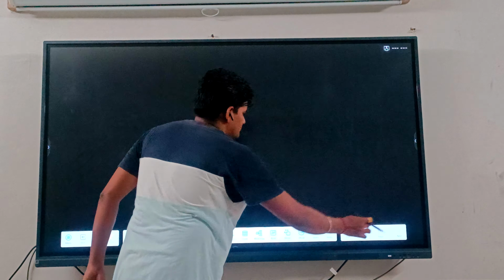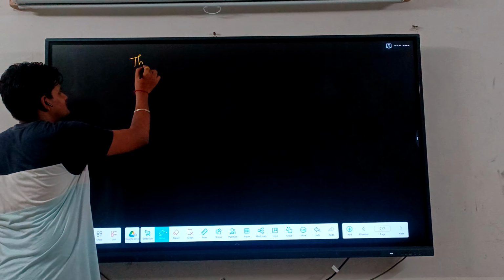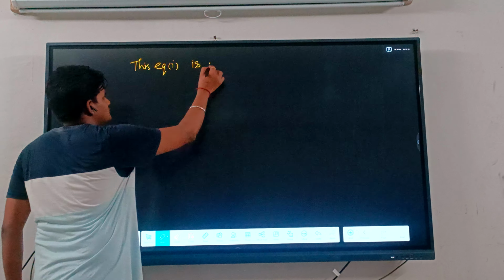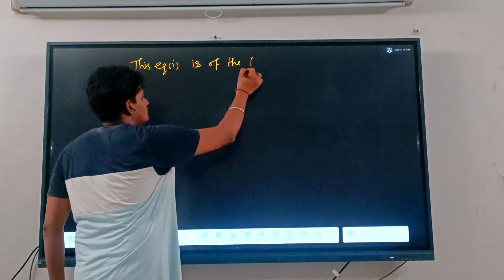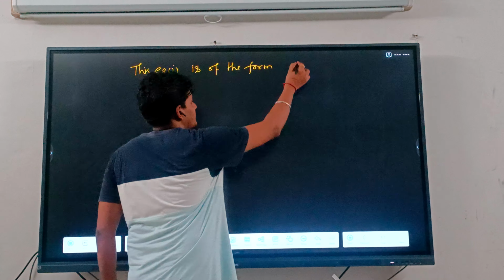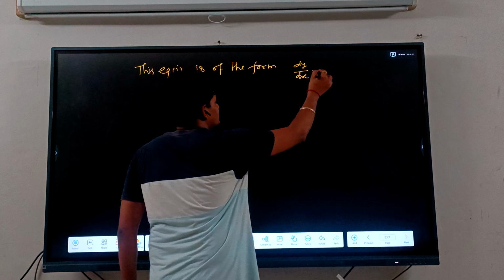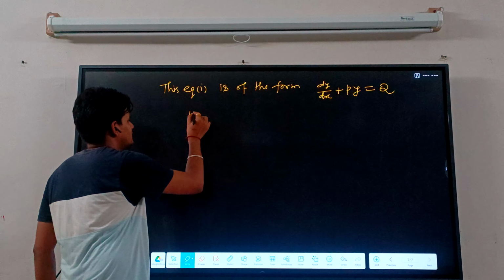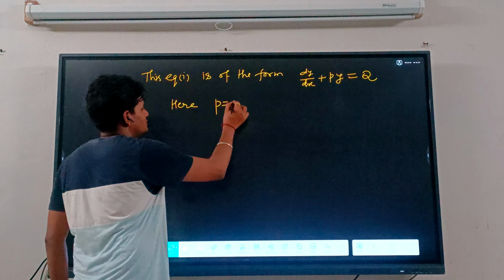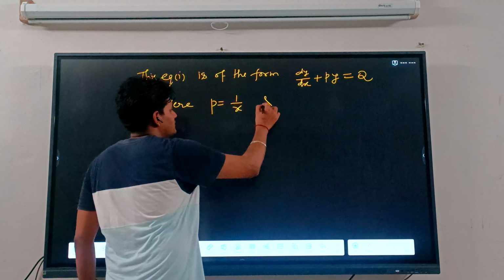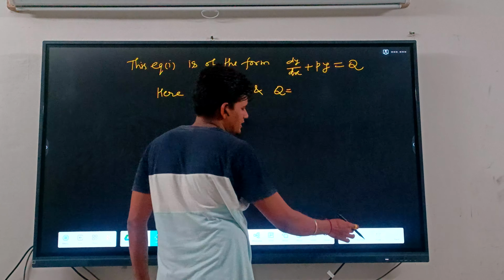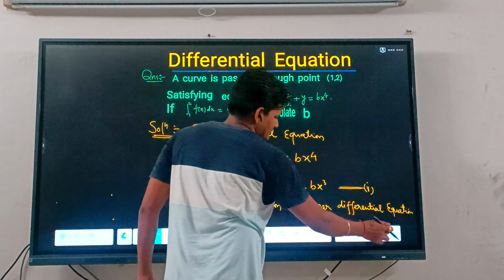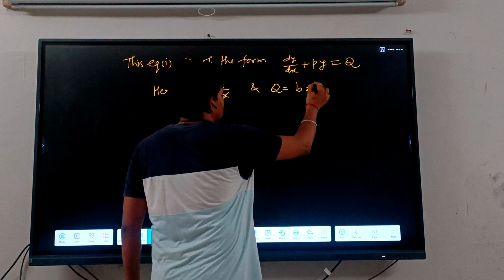This equation 1 is of the form dy/dx + Py = Q. So here P is equal to 1/x, and Q is equal to bx^3.